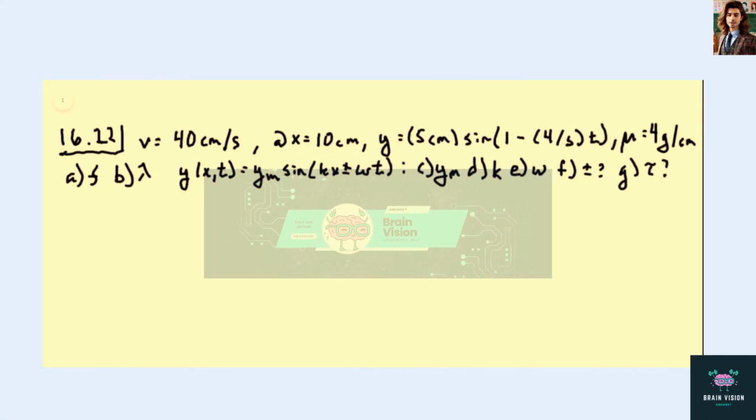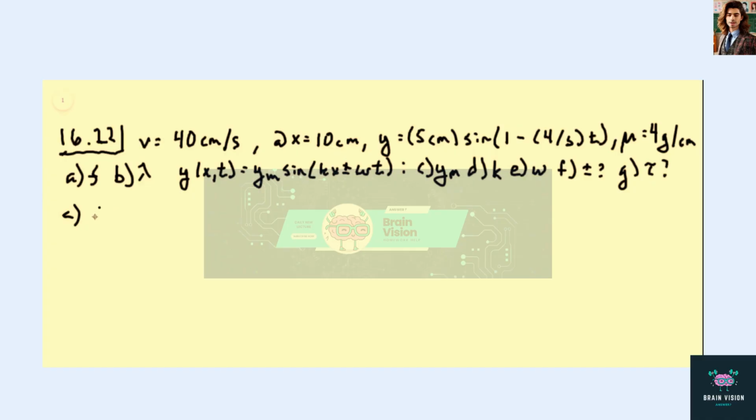16.22. So we have a wave on a string. Its speed is 40 centimeters per second. At a position of x equals 10 centimeters, we have this form for the displacements. We're told the linear density of the string, and so we want to find frequency and wavelength.